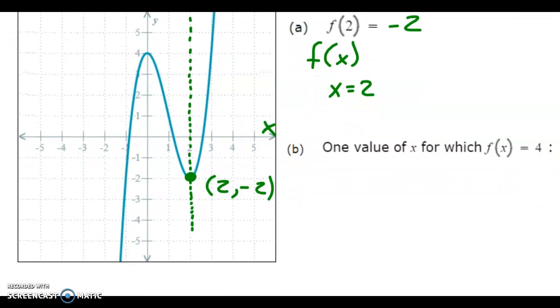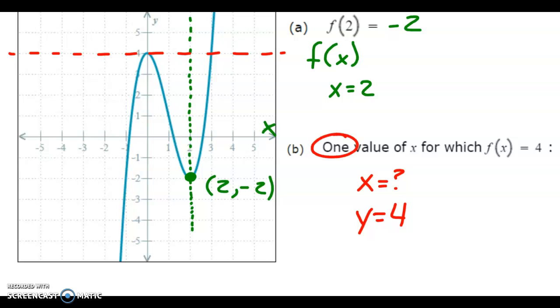One value of x for which f of x equals 4. So again, you're looking for your x, your y is equal to 4. So now you're looking at that y value of 4, and we kind of talked about this in the break between videos. There's multiple options here. Now, you don't need to give both. They're just asking for one of those values.